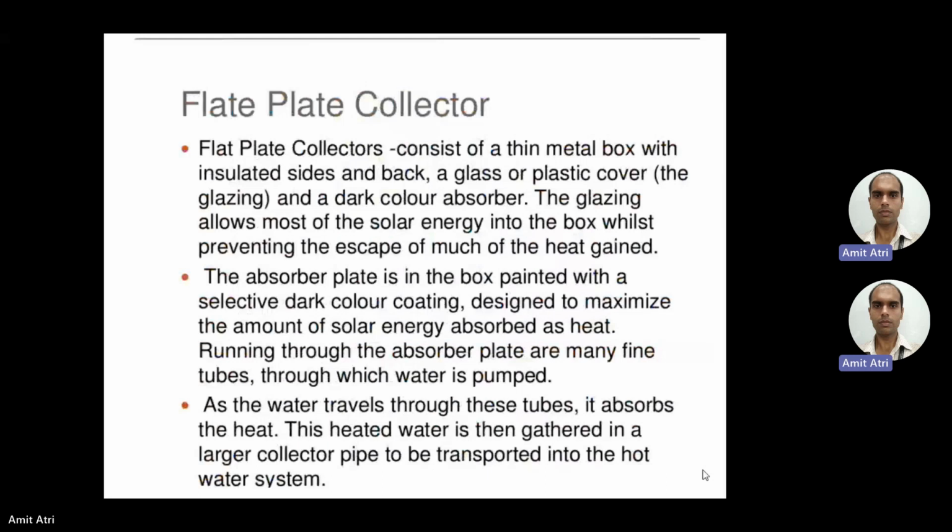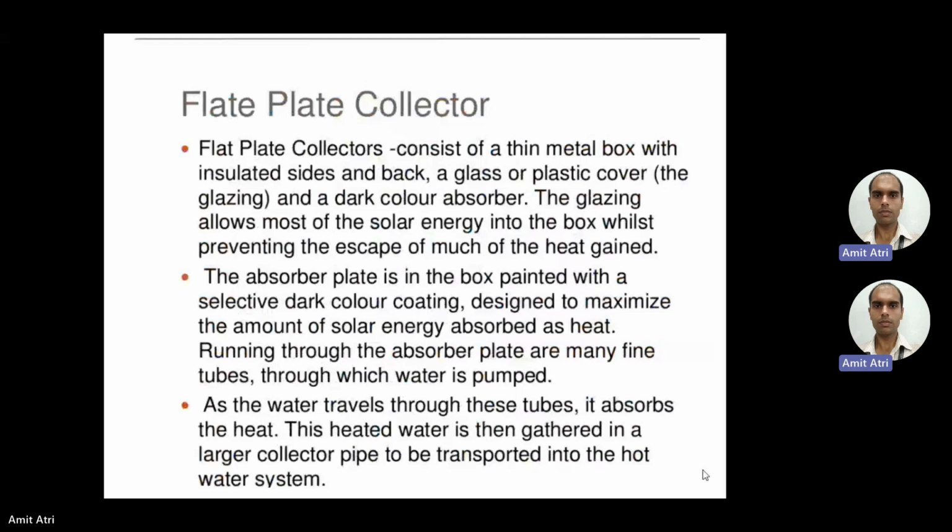So they consist of thin metal box with insulated sides and back, a glass or plastic cover, a dark color absorber. The glazing allows most of the solar energy into the box, thus preventing the escape of much of the heat gained. Yes, that should also be our priority because heat we are collecting. But what if we cannot store it? It will be leaked back to the environment. So our collector will not be much useful in that case.